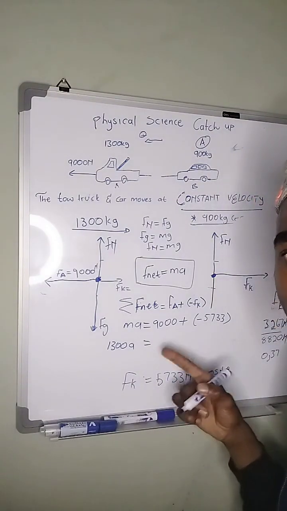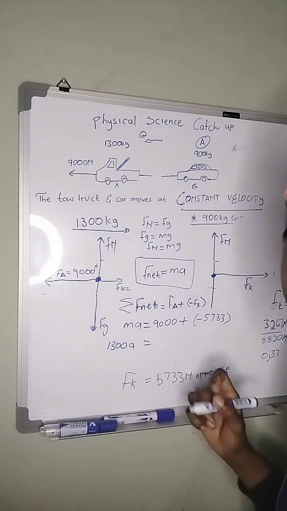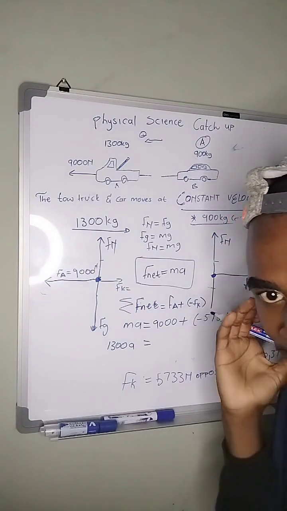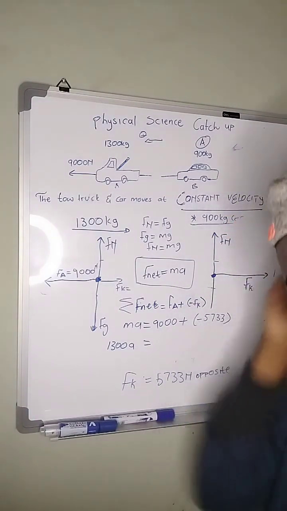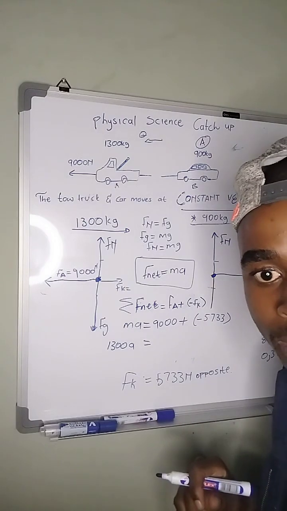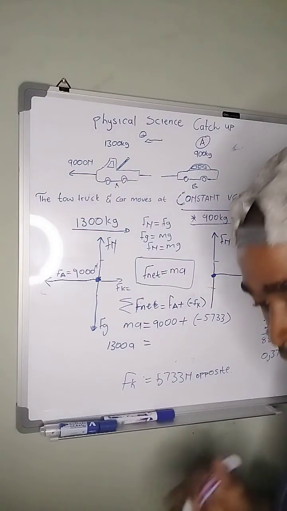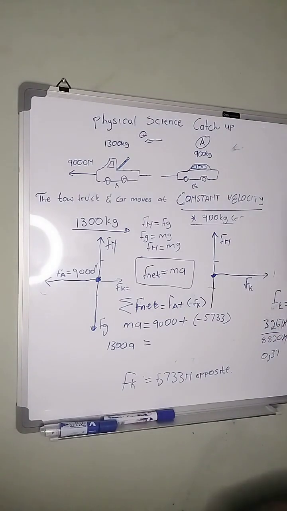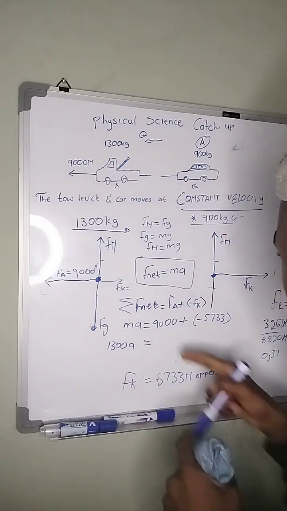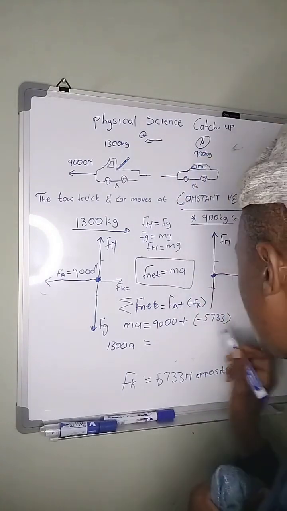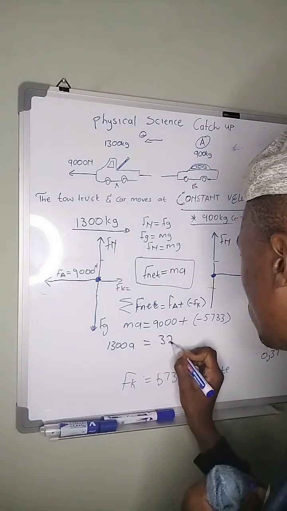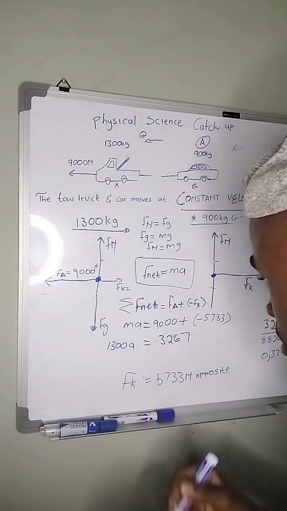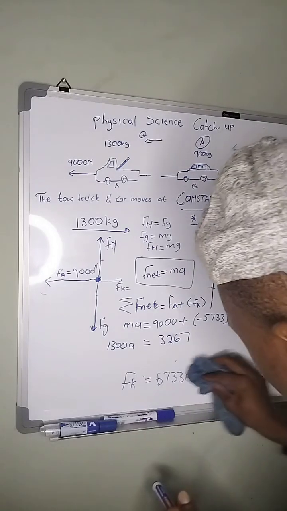What is the sum of these two? Can I get an answer for these two? Okay, it's going to be 3,267.